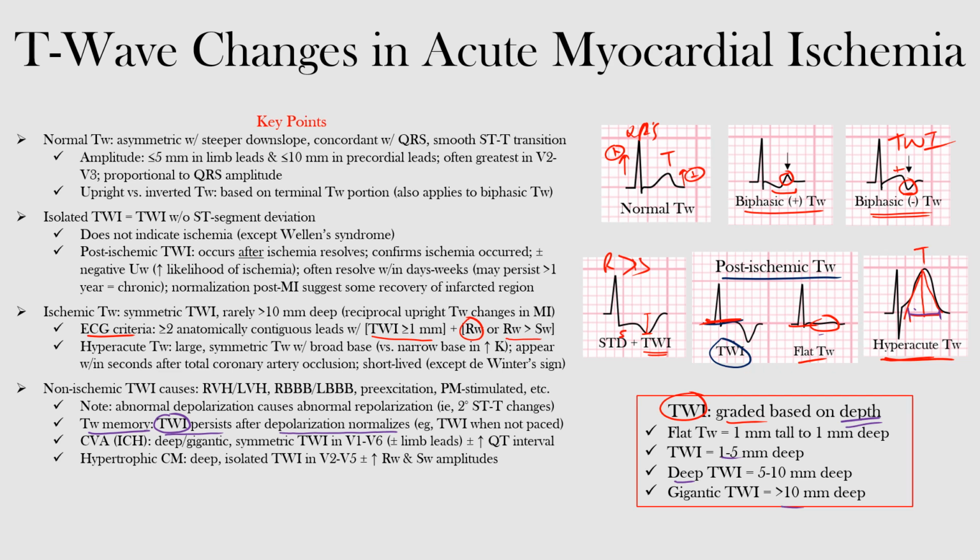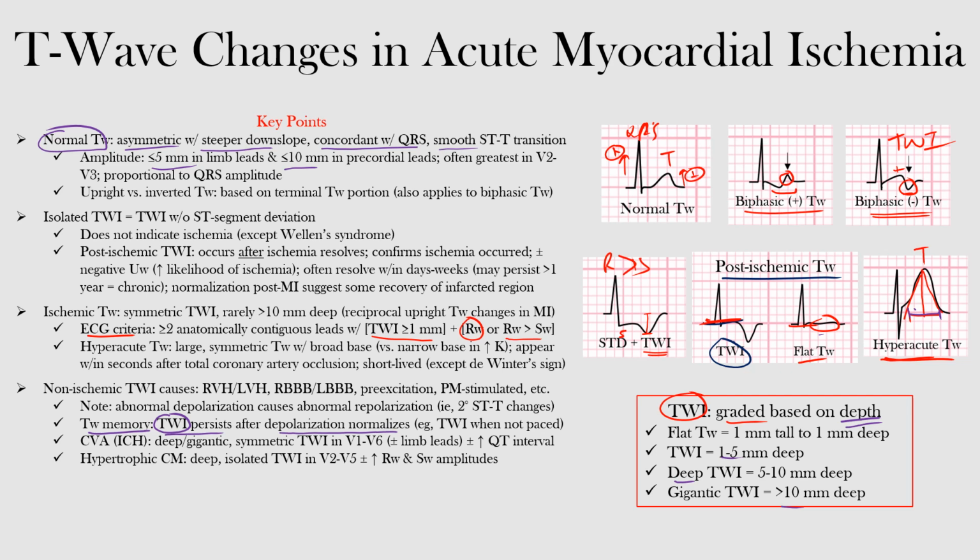All right, let's review what we discussed before we end here. So we started off by looking at the normal T wave, okay? So remember, normal T waves are asymmetric, they have a steeper downslope and are concordant with the QRS complex with a smooth ST to T transition, okay? The amplitude tends to be less than or equal to 5 millimeters in the limb leads and less than or equal to 10 millimeters in the precordial leads. Remember, greatest in V2 and V3, all right? And we said it's proportional to the QRS amplitude.